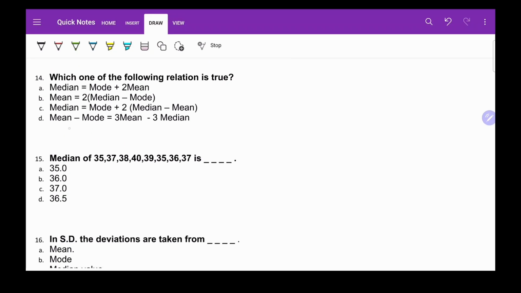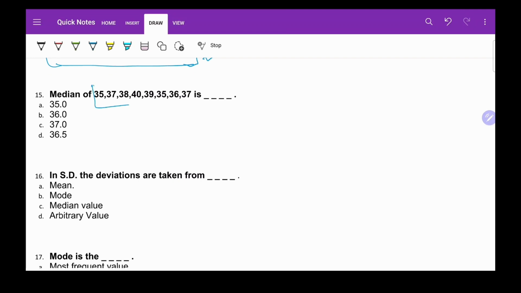Which of the following relation is true? Now we have one relation between mean, median and mode, which is that mean minus mode is equal to 3 into mean minus median. This is the standard relation between mean, median and mode.